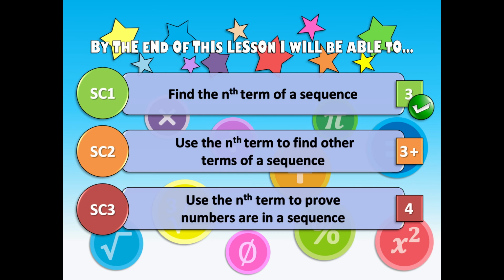So now we've completed success criteria 1. So now we're going to move on to number 2, and this is to use the nth term to find other terms of a sequence.